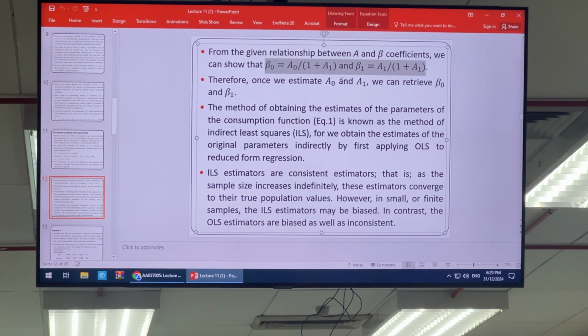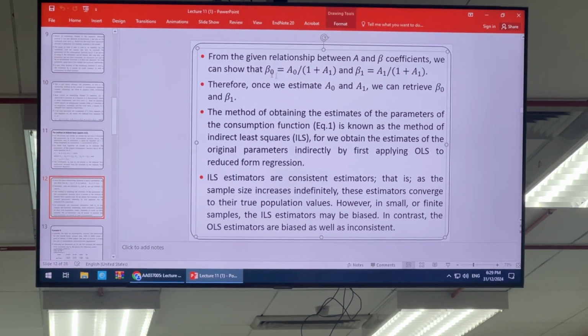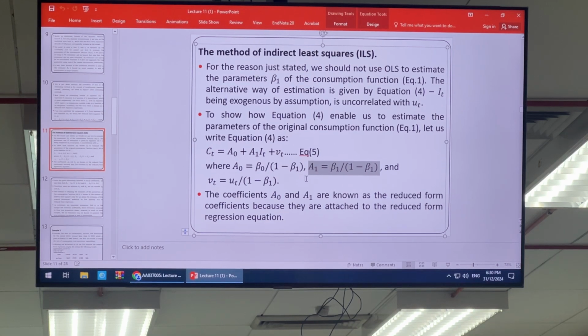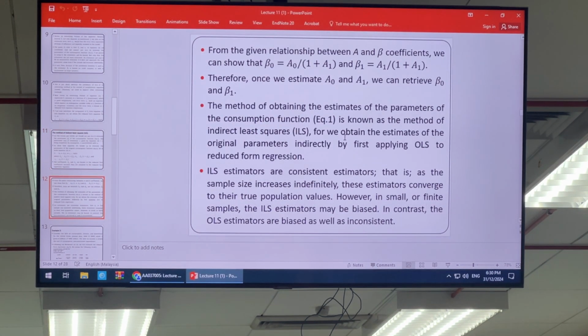Okay. So for this given example, beta, if you solve this, because we know that just now A1 equal to this, and then A2 equal to this. So beta 0, beta 1 is from the original equation. But we cannot directly estimate that because Y is correlated with the error term. So we have to use an alternative way. From here, if you solve this one, then you get this one. So beta 0 equal to this, beta 1 equal to this.